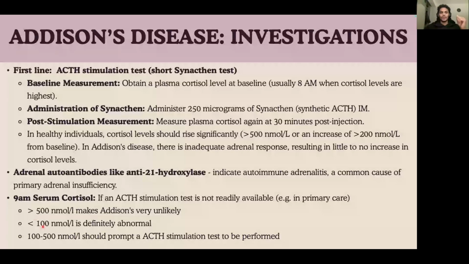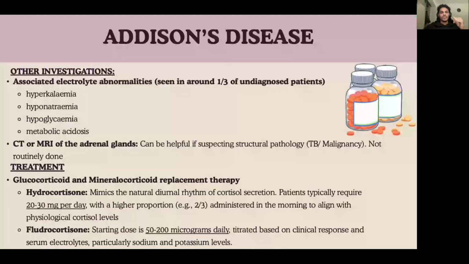So above 500, below 100, and at 9 a.m. we expect it to be the highest. And the ACTH stimulation test is the first line. You expect cortisol to be low, so you do a stimulation test. That's how endocrinology works.